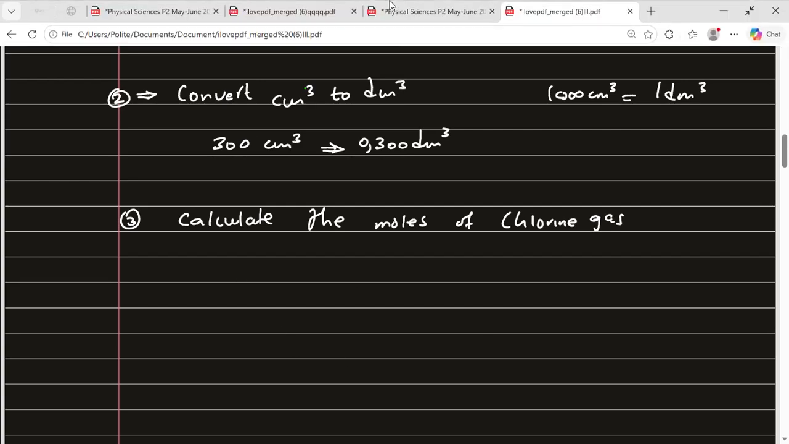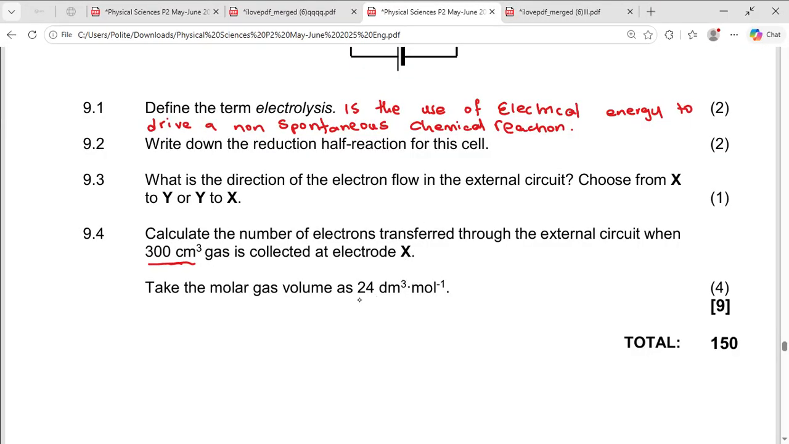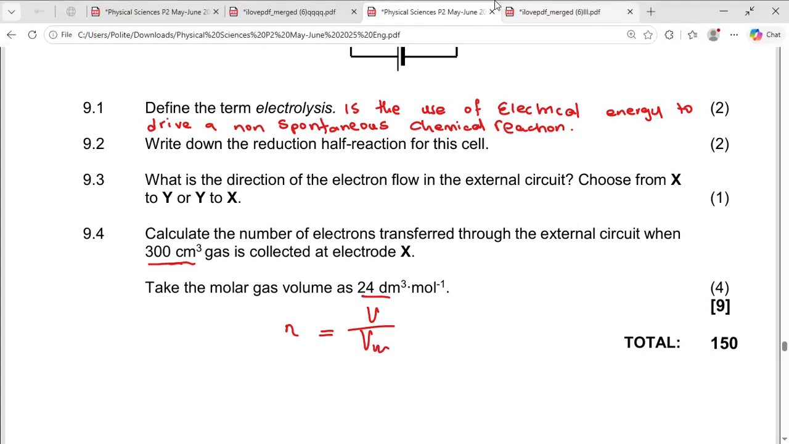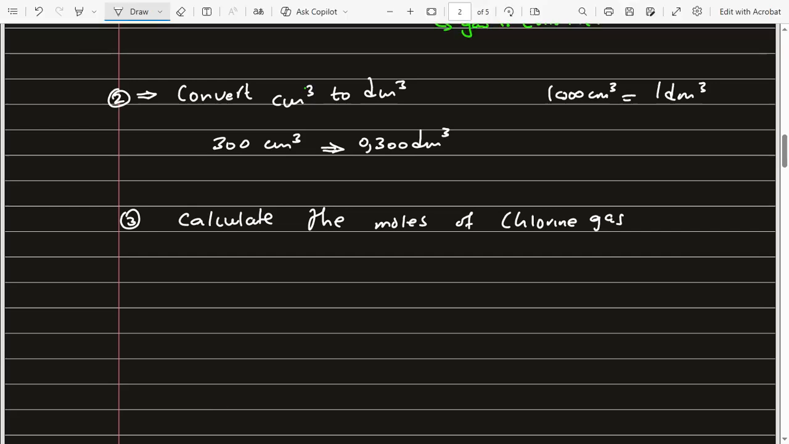So first find the moles of the chlorine gas, and which formula are you going to use? By looking at that 24 decimeter cube that was given as the molar volume of gas, if I have V, I know that I'm given the Vm. So this is equal to n. That will be the best formula to use. You just have to substitute your volume and your Vm to find the number of moles. So n equals V over Vm.